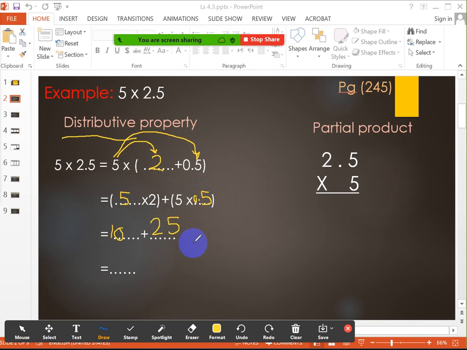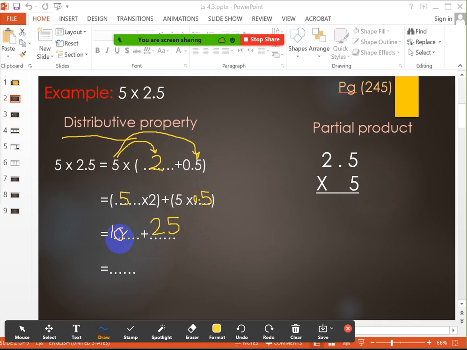What about the decimal point? Look, in this number we have only one digit after the decimal point, right? One digit only after the decimal point. And right here there is no decimal point. That means in the answer I have to put one digit after the decimal point, which is here 5. So there is only one digit after the decimal point in this number. That means in the answer also I will put only one digit after the decimal point. Okay?